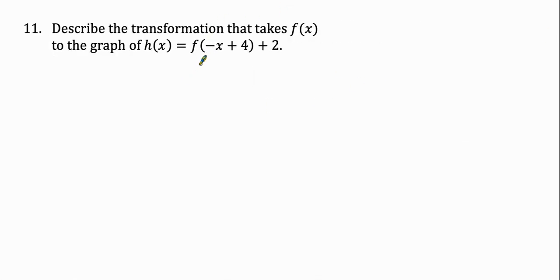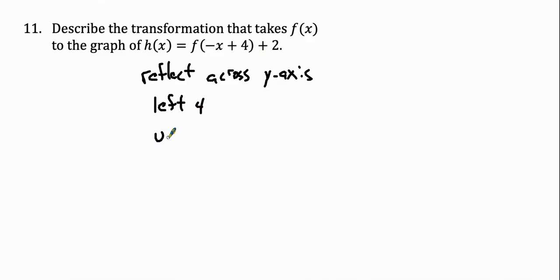For 11 and 12, we are just describing in words what the transformations are, right? So there are 3 things that are happening on this graph. If first I have a negative sign on my x, right? If I'm taking the opposite of x, that is a reflection across the y-axis. Then a plus 4 on the inside of my function, that would be left 4. And then a plus 2 on the outside would be up 2.